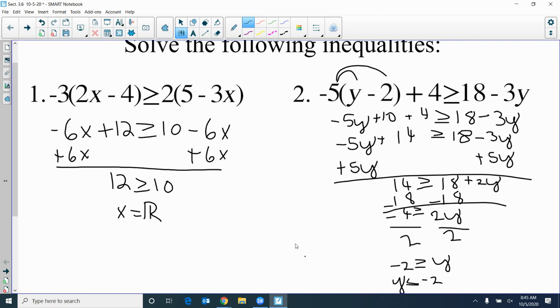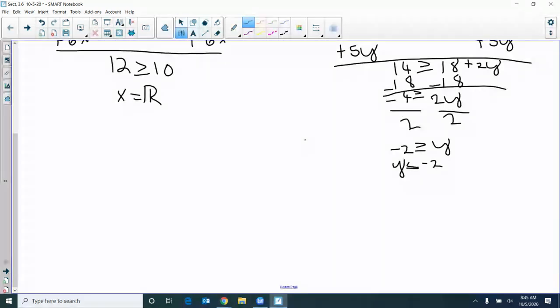And you have to put the y first, or the x first, or whatever the variable is. So y is less than or equal to -2. That is your final answer.